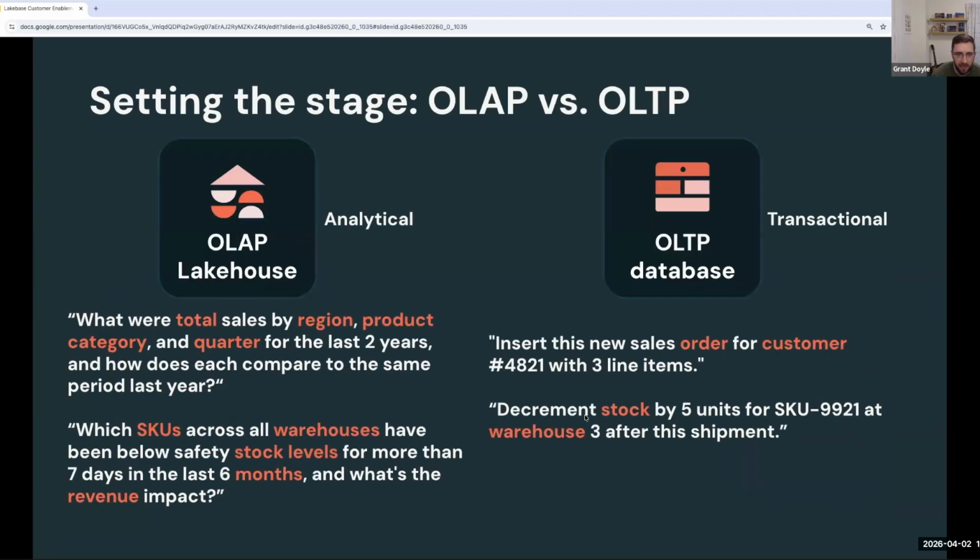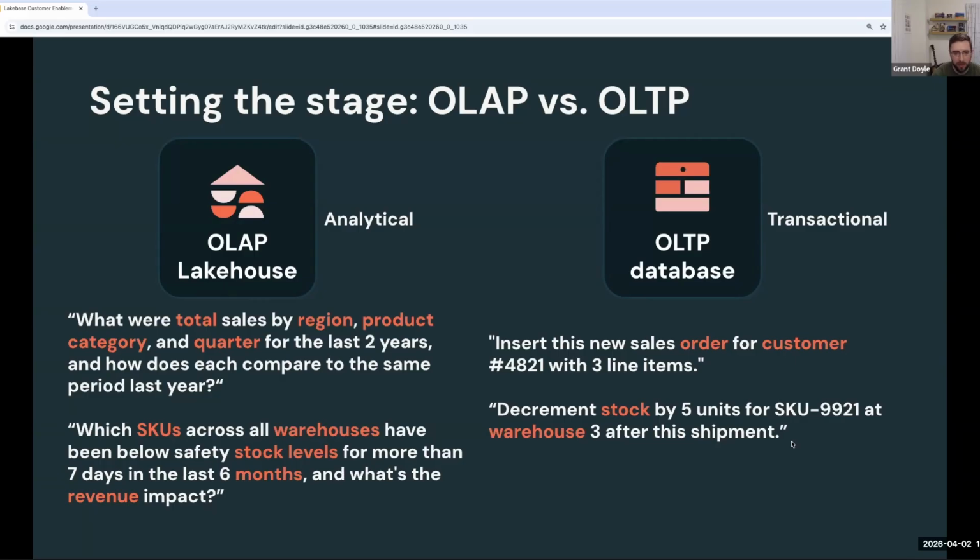And let's set the foundation to make sure that you understand the difference between analytical and transactional systems. So with analytical systems, this is what Databricks has been doing really well for a decade and a half. It is the OLAP systems. These primarily serve analytical purposes. So you commonly see questions like this of what were total sales by region, product, category, 2 years, and how does this compare to the same period as last year?